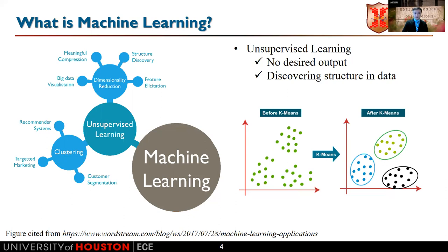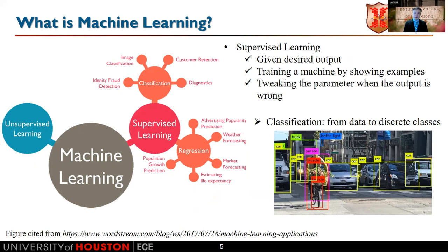And the second branch is supervised learning. Unlike unsupervised learning, it gives the desired output. The basic method is to feed the machine plenty of data, and each data sample includes features and labels. In the training process, it will use backpropagation to adjust the parameters of the machine learning model, like the weights and the bias, so that by calculating a specific data sample, it can give the desired output.